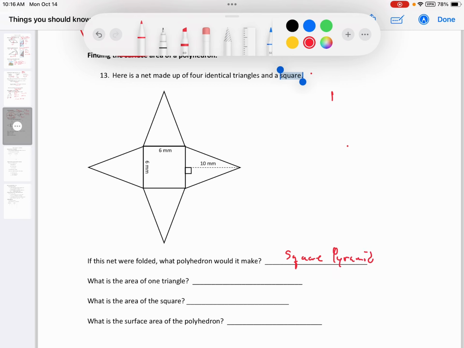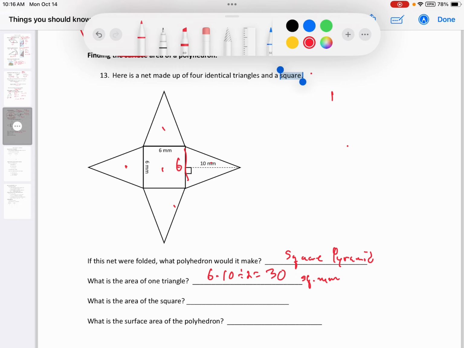It is a pyramid rather than a prism because it has triangles. It is a square pyramid because it has a square as the base. What is the area of one triangle? Well, the base is 6 and the height is 10, so we'll do 6 times 10, but divided by 2 because it's a triangle, and that means one triangle is 30 square millimeters.